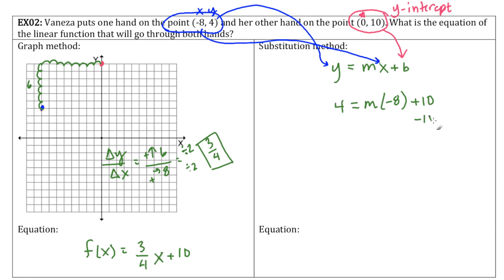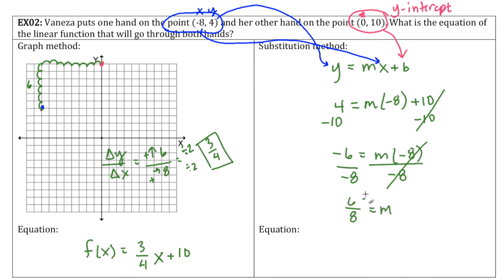Let's solve. So minus 10, minus 10. 4 minus 10 is negative 6 equals m times negative 8. I'm going to divide by negative 8, otherwise it's not going to be right. So remember, this is negative 8, so I need to divide by negative 8. Negative over negative is a positive 6 over 8. I can reduce by 2, and I get m equals 3 over 4.